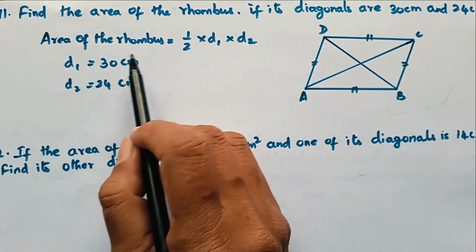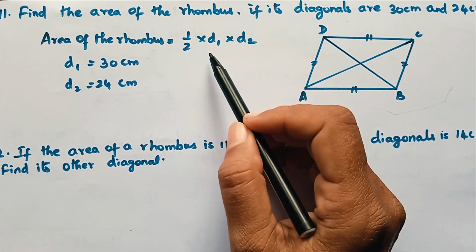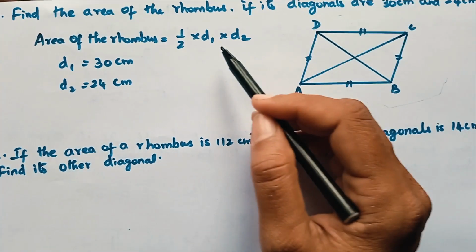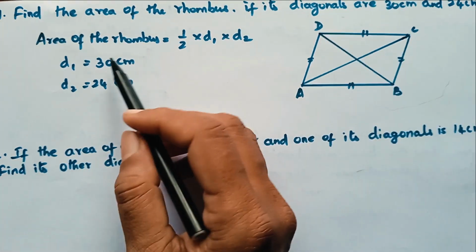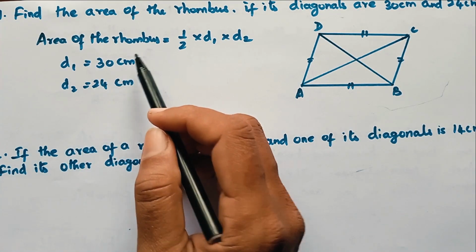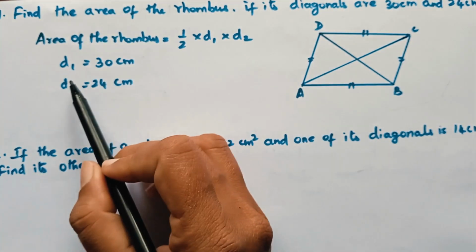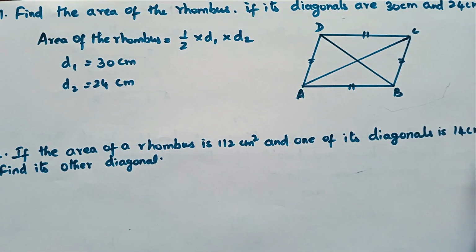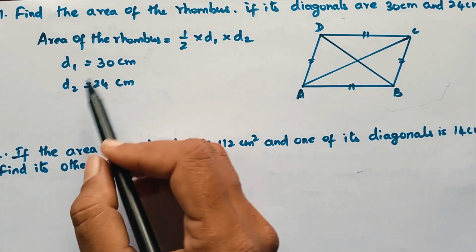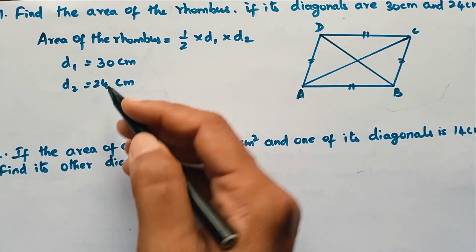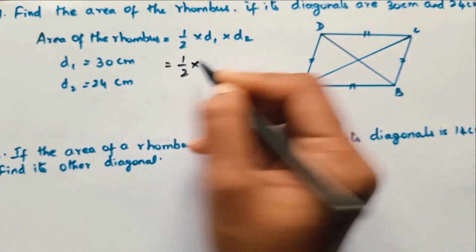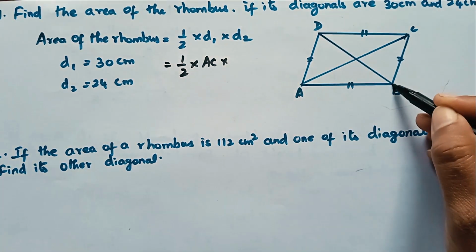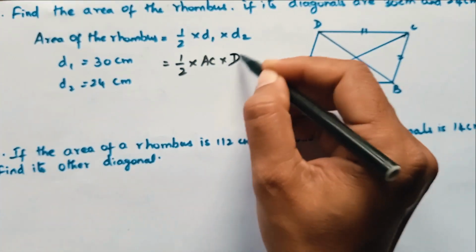The formula for finding out the area of rhombus is equal to half into d1 into d2. Product of diagonals. Half into product of diagonals is the formula for finding out the area of rhombus. In the above question, they have given two values for diagonal. So, I am taking d1 equal to 30 cm and d2 is equal to 24 cm. Half into d1 is nothing but this AC into d2 is nothing but this DB.